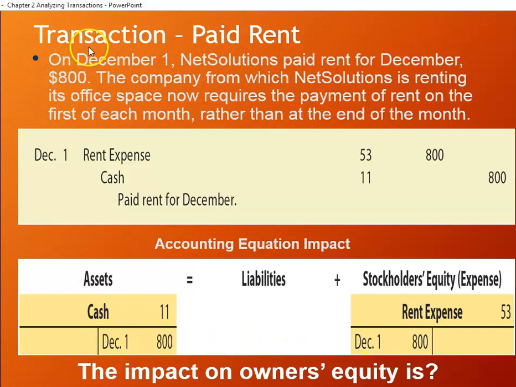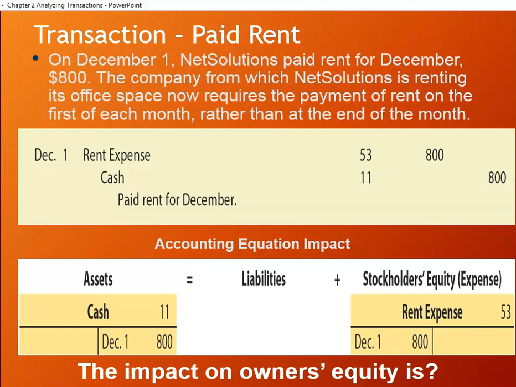Here we have a situation which is a little bit different. It says on December the 1st, Net Solutions paid rent for December of $800. The company from which Net Solutions is renting its office space now requires the payment of rent on the 1st of each month rather than at the end of the month, and that's going to almost always be the case. Again, I want you to understand what these numbers here are, in that they're not very important. These are just the account numbers for cash and for rent expense. So if you were wondering about that, now you know.